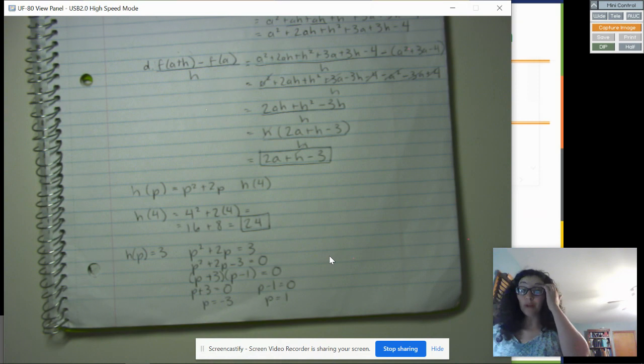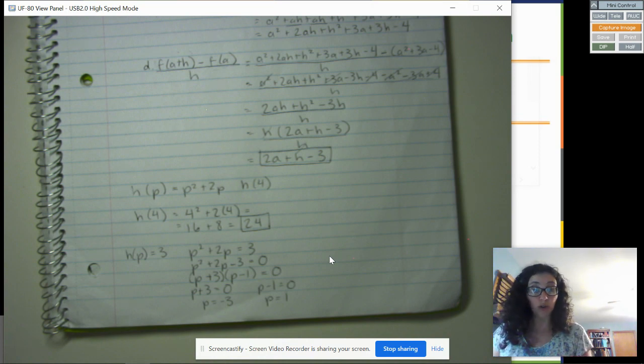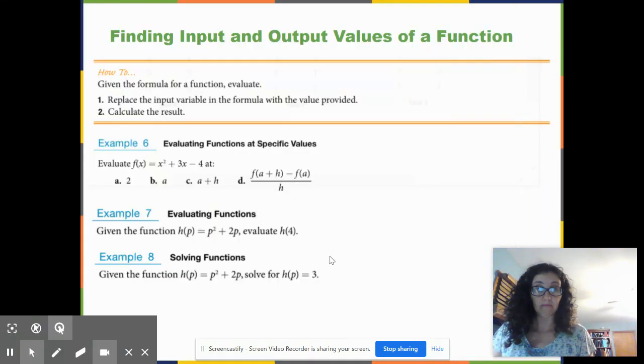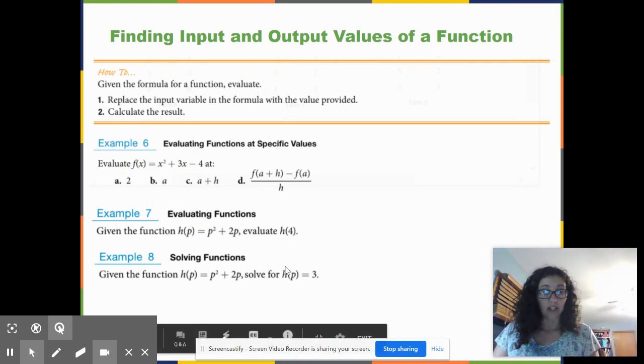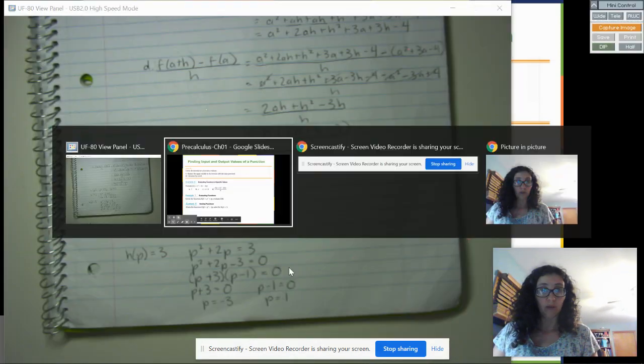I'm going through a little bit fast because you can always pause and rewind and rewatch what I'm doing and go step by step. Okay, so you can go as slow as you need to through these.